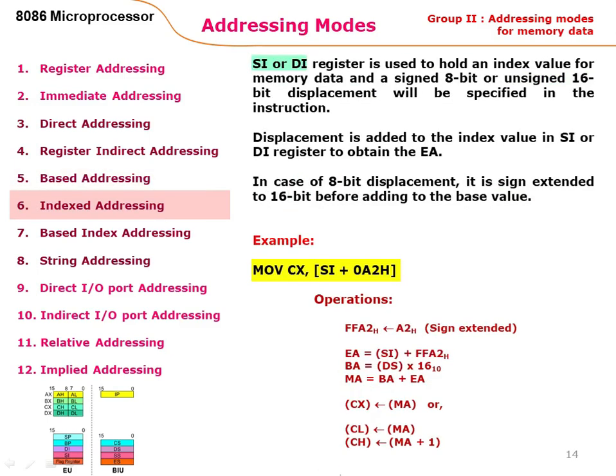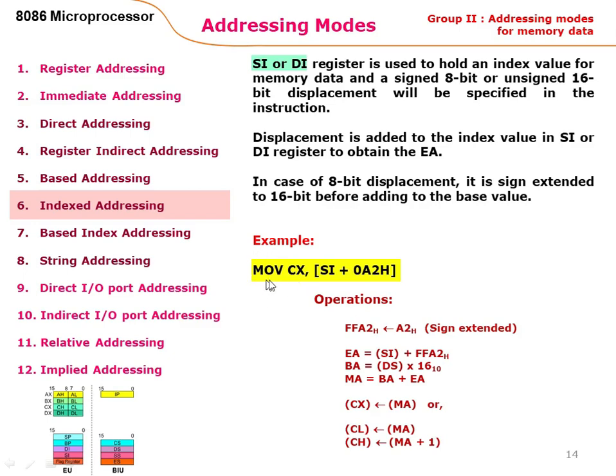The next addressing mode for memory data is indexed addressing mode. In indexed addressing mode, we use the source index or destination index register to hold the index value for the memory data. As previously seen, a signed 8-bit or unsigned 16-bit displacement is specified in the instruction. Now the displacement is added to the index value in the source index or destination index register to obtain the effective address. In case of 8-bit displacement, it is sign extended to 16 bits before adding to the base value.